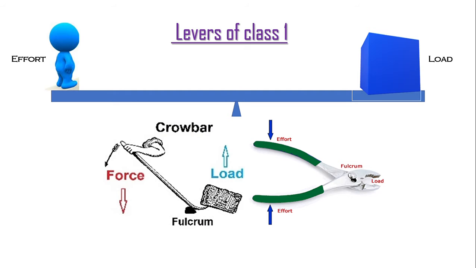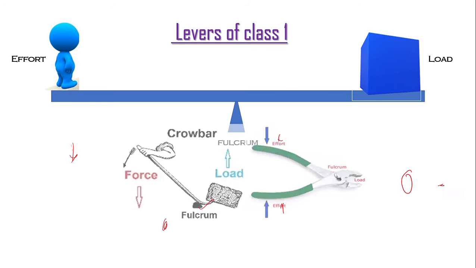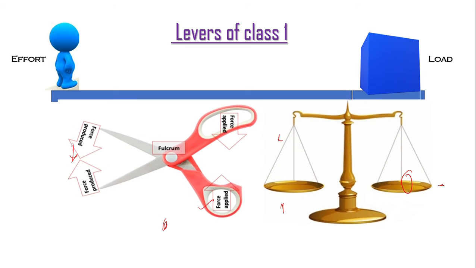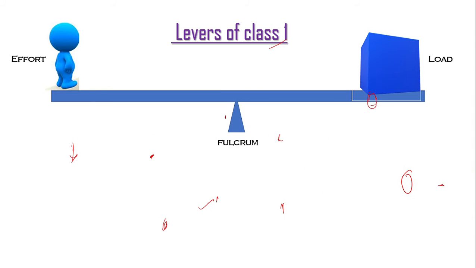Let us see some examples. So crowbar, okay, here the fulcrum is at this point, load, okay, this is load, and the effort has been applied over here. Okay, plier, fulcrum is over here, load you put over here, and you apply effort at this side. So these are the examples of lever of class 1. Let's see some other examples. So examples like scissor. So you have effort, you are applying your force over here, fulcrum is in the center and load is over here. So when fulcrum is in the center, it is class 1. Okay, so here fulcrum is in the center, this will be class 1 lever.